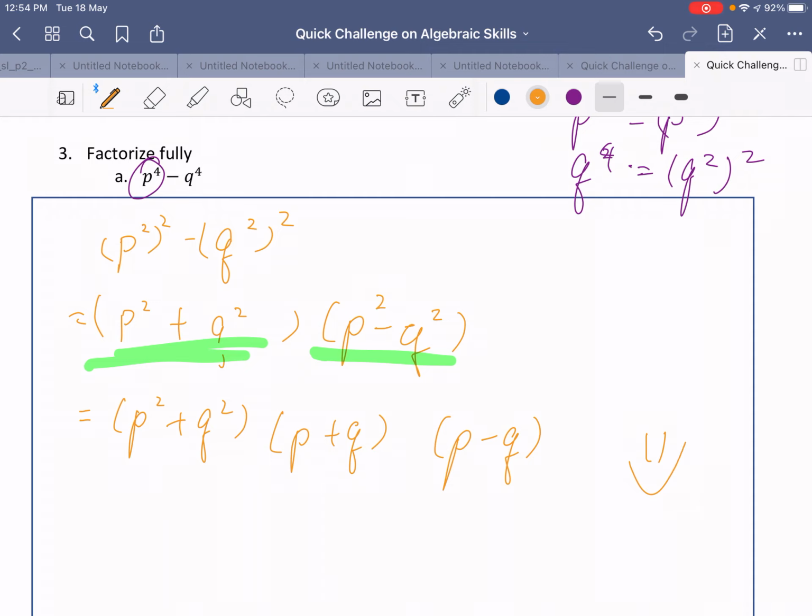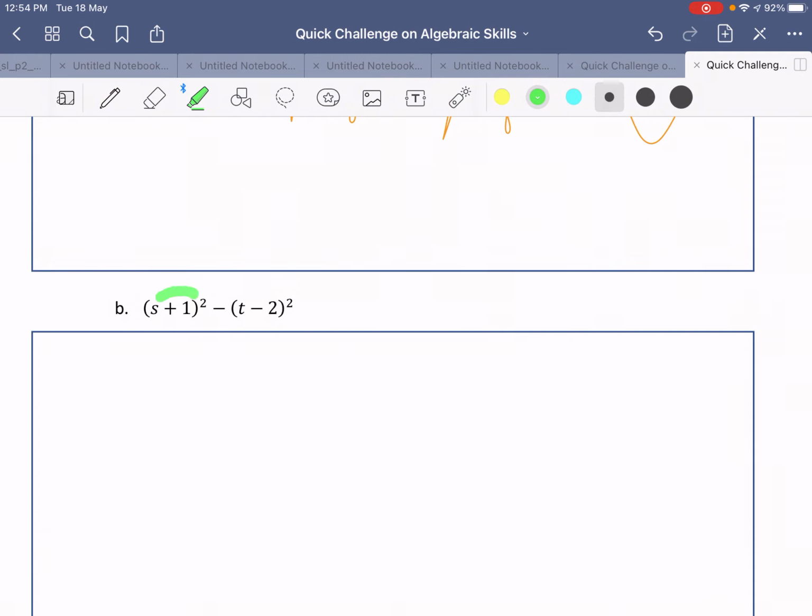Alright, the same thing here. I see chunk A squared and chunk B squared. So what I'm going to do is I will have S plus 1, that is the 2 chunk, S plus 1, and then T minus 2. I will copy it like this. That's just my choice, my practice. And then one is plus and one is minus. Then we just simplify it.